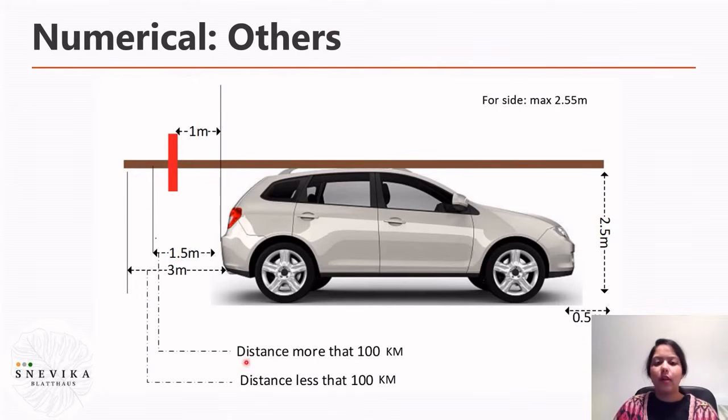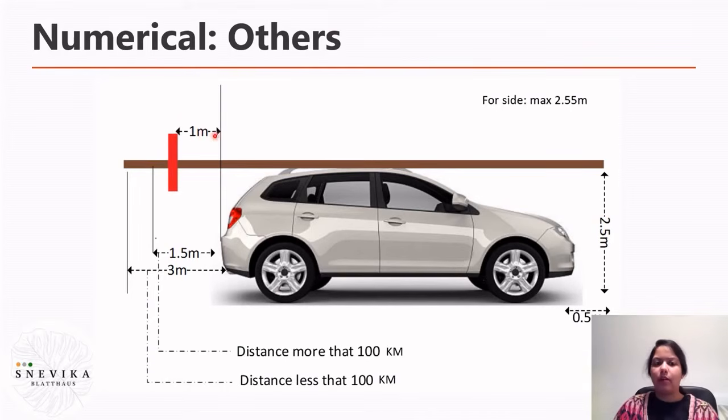So if you are going to travel more than 100 kilometers, then your distance should always be 1.5. You cannot put a load more than 1.5. But if you are going to travel less than 100 kilometers, then you can increase your load up to 3 meters.